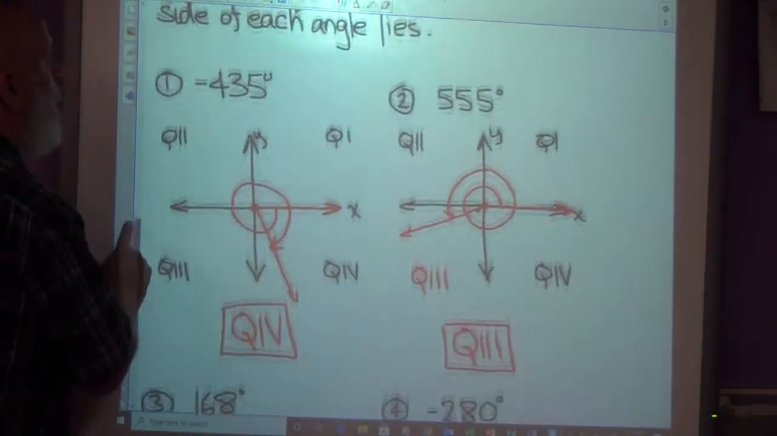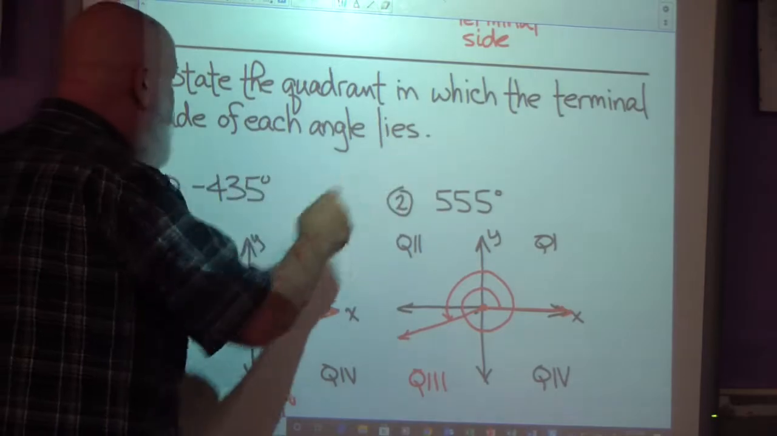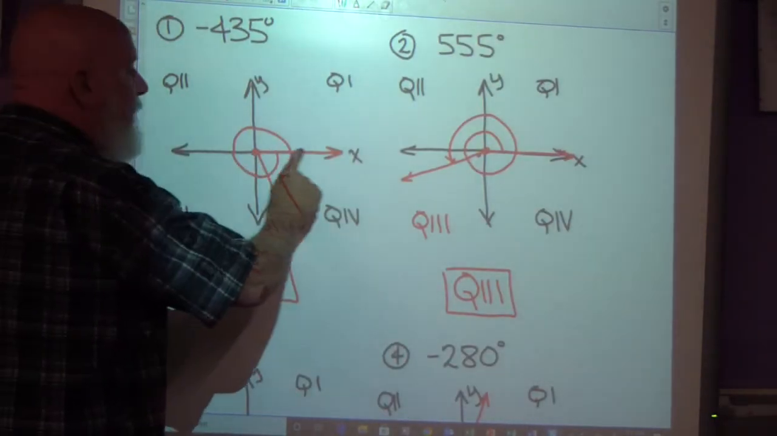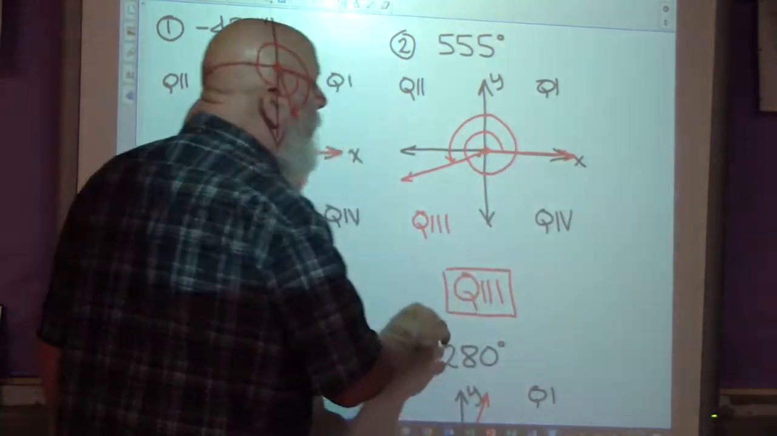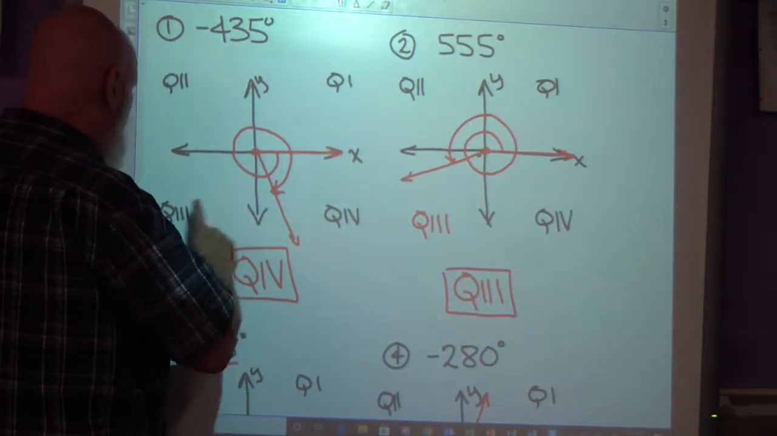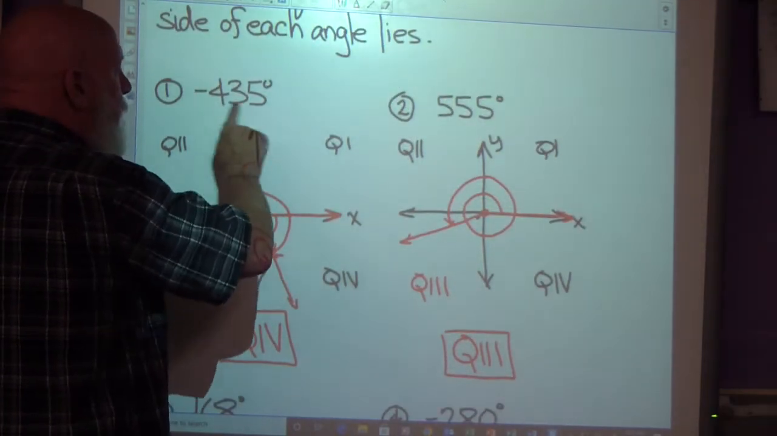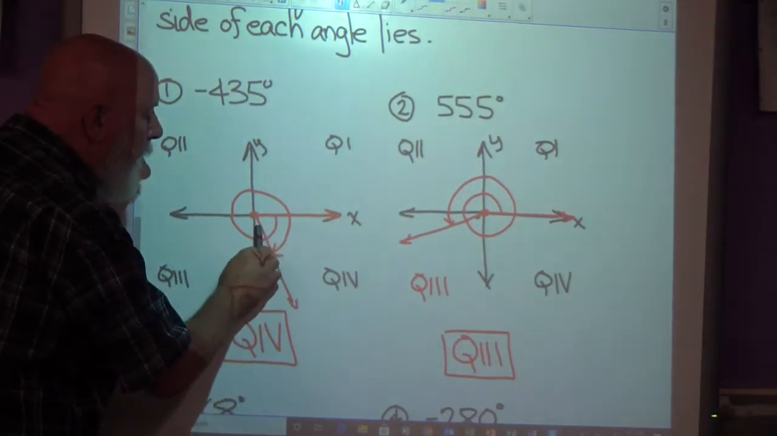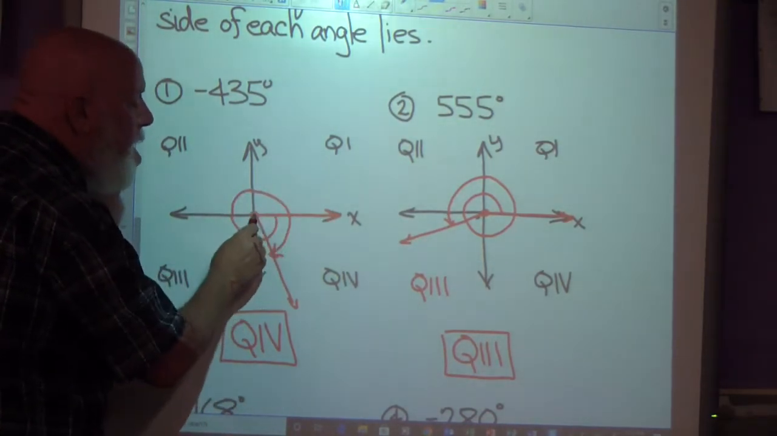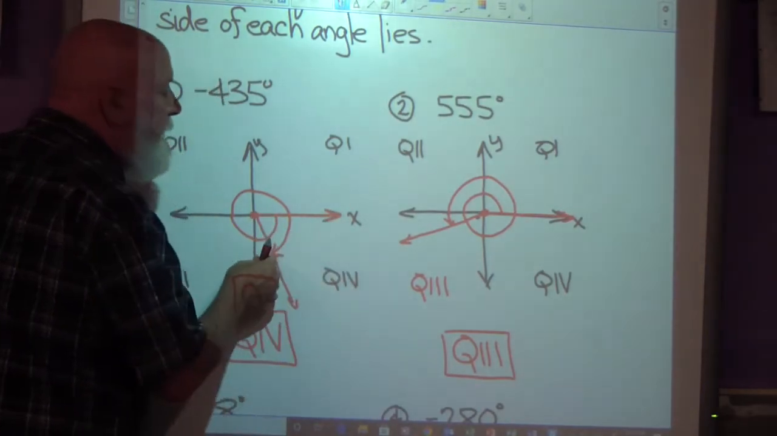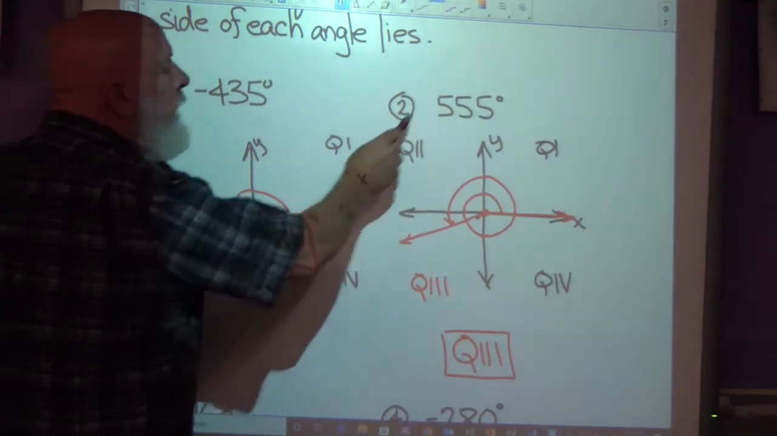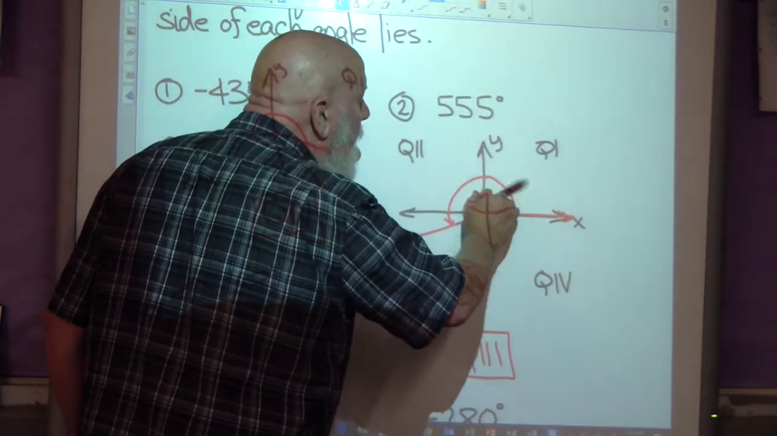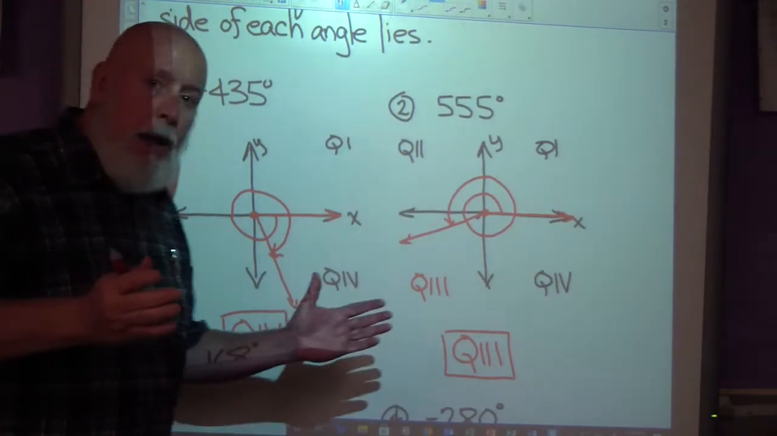Again, state the quadrant in which the terminal side of each angle lies. Remember that the initial side is always the positive x-axis, and then you either rotate positively or negatively depending on the angle that you're given. If you rotate in a negative direction, you'll rotate clockwise, starting from the initial side, positive x-axis. If you rotate in a positive direction, you'll rotate like this. Okay? I hope that makes sense.